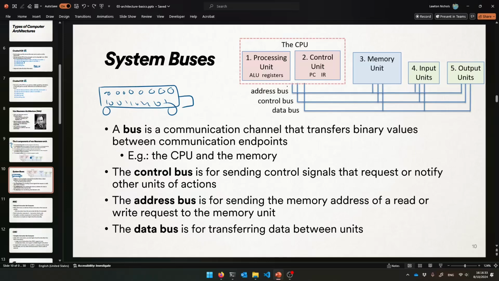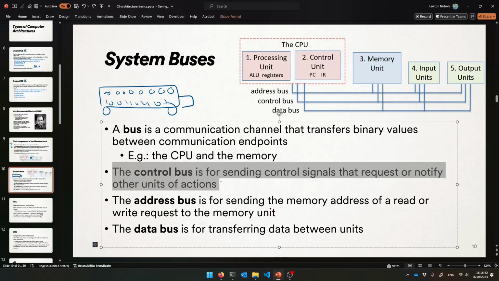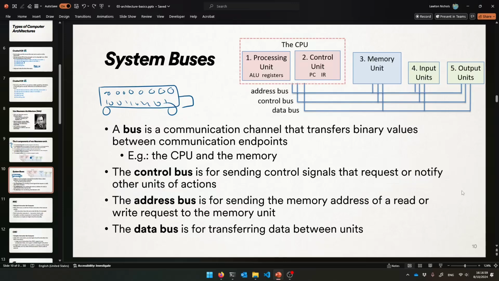Each of these lines, these wires, are all hooked up to each other, but they do different things. So let's try and talk about each of them. The control bus, for example, is for sending control signals, which I don't know if that's self-explanatory. Maybe that's not good enough. Those control signals are either telling somebody to do something, requesting some information, or notifying other units of what's going on. Again, I think that's very vague, so let's talk about what's going on there.